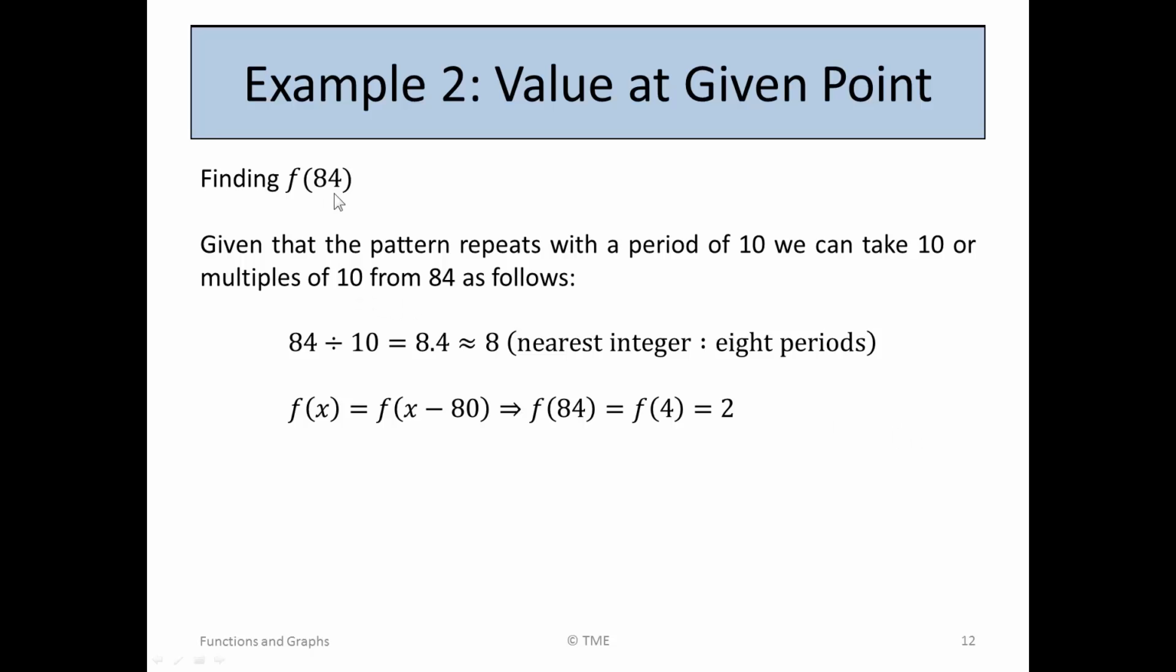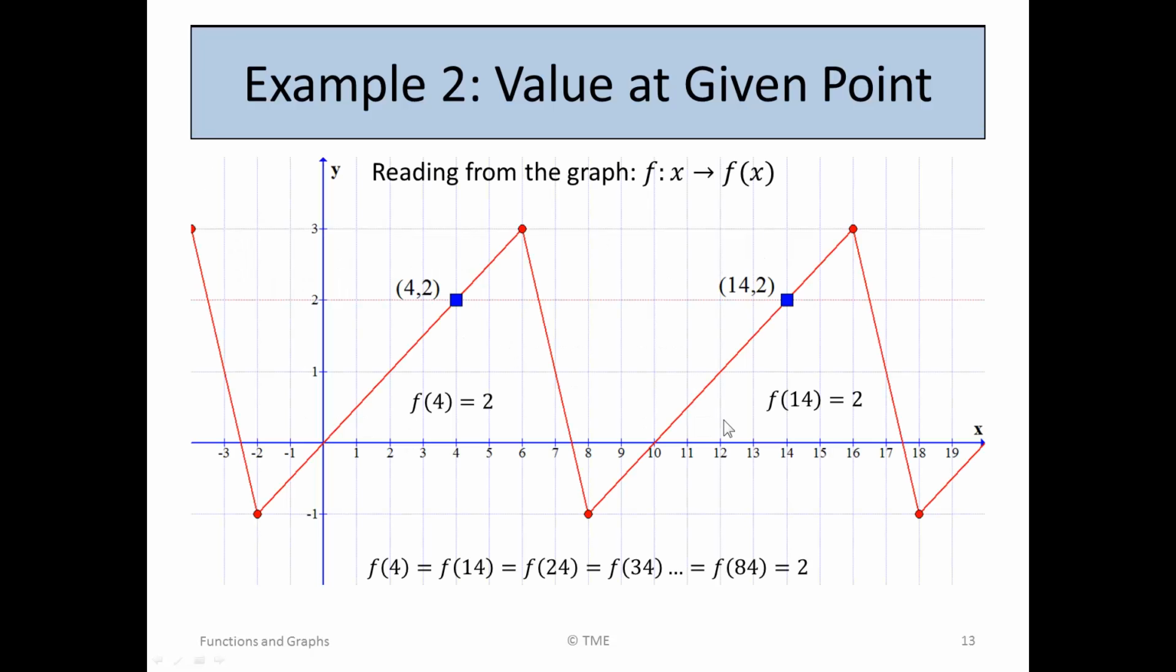So using that logic, in finding f(84), we can see that the pattern repeats every 10 or so. Well, precisely 10. So we can take 10 or multiples of 10 from 84. So if we divide 84 by 10, we get 8.4, or 8 truncated, or to the nearest integer. So f(x) should be the same as f(x - 80), or f(84) should be the same as f(4). We can just take any number of 10s from that to get the same answer. So f(84) should be f(4), should have the same value of 2.